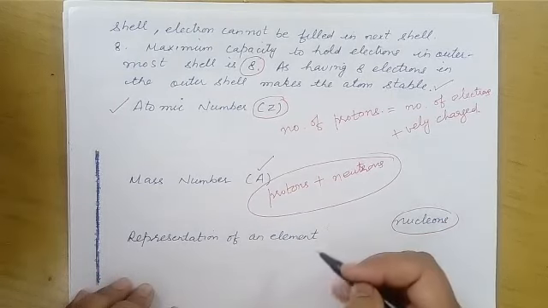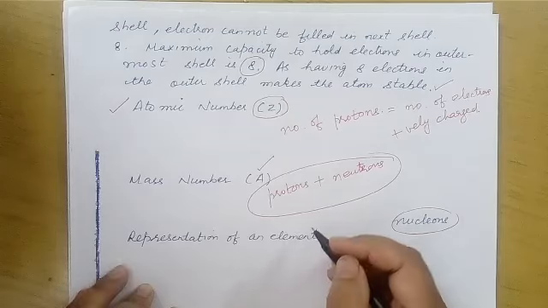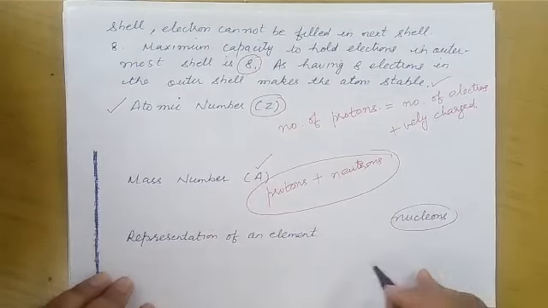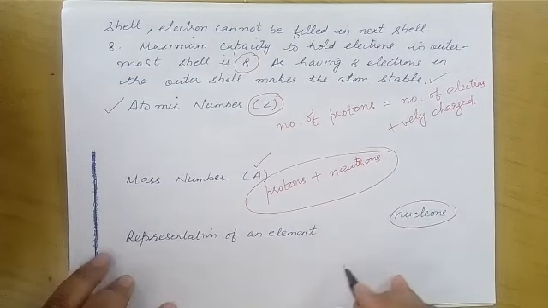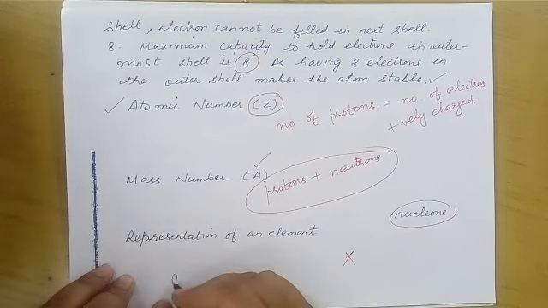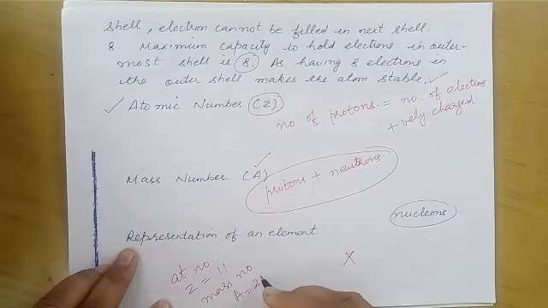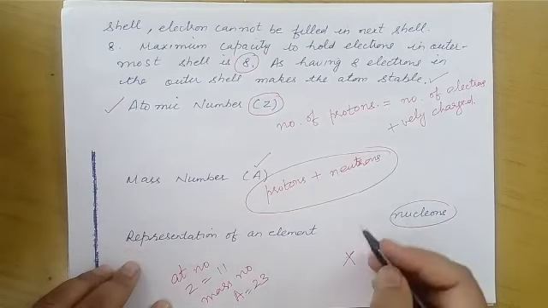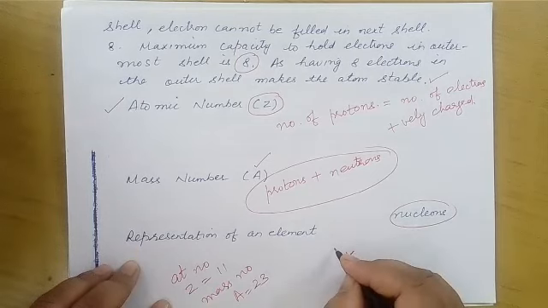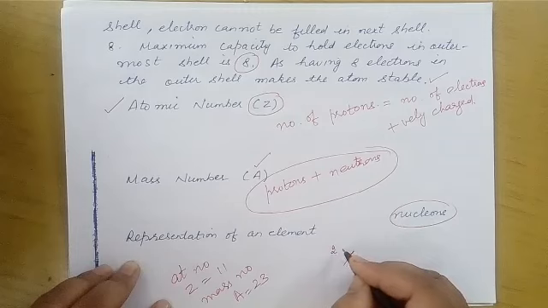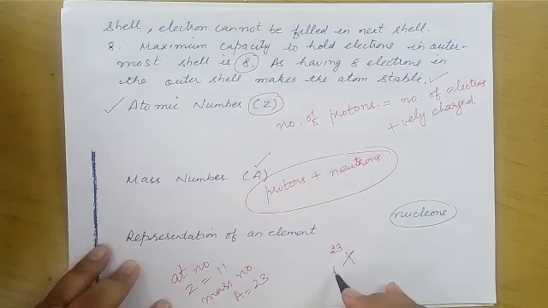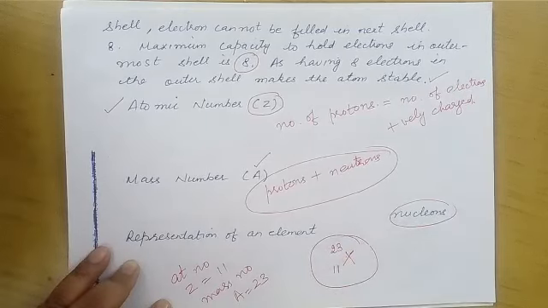How can we represent an atom of an element with its atomic number and mass number? Suppose the symbol of the atom is X, its atomic number Z is 11 and mass number A is 23. We can represent that element by writing the mass number at the top and the atomic number at the bottom. This is the representation of an element.